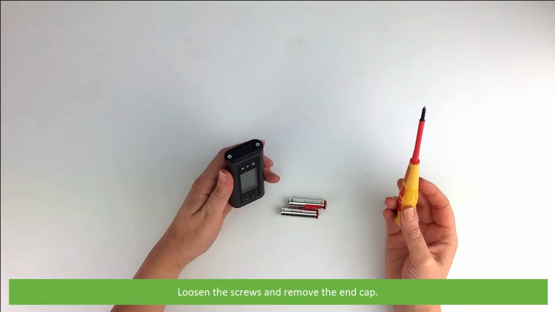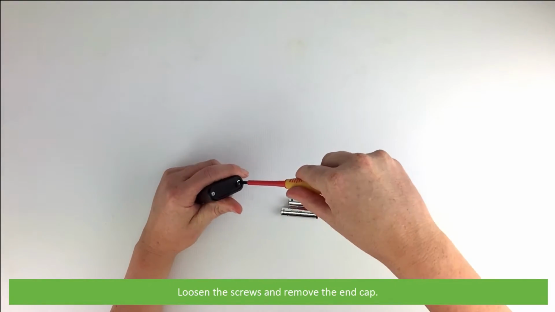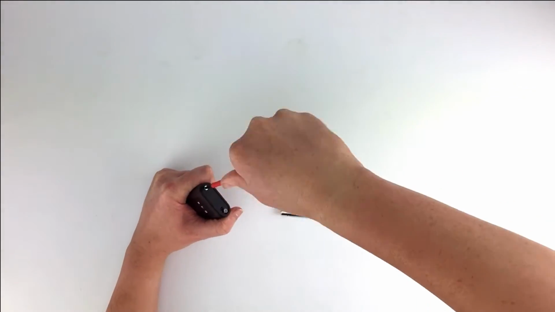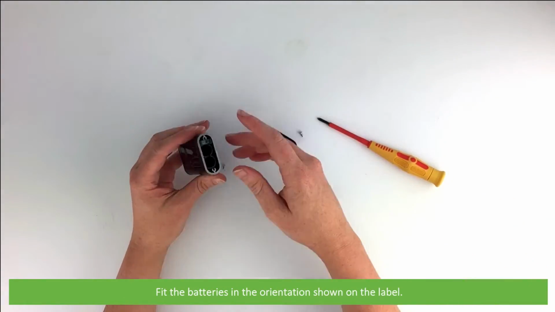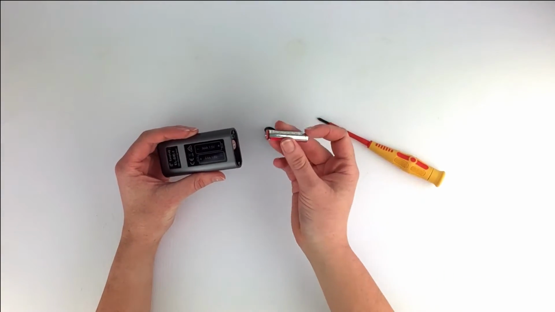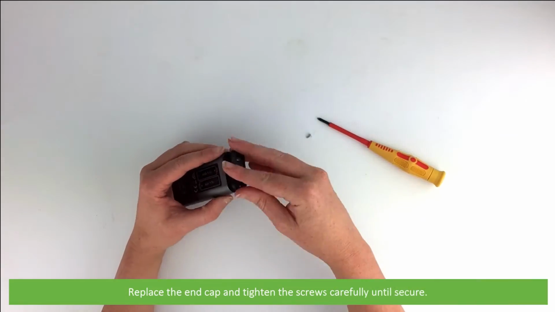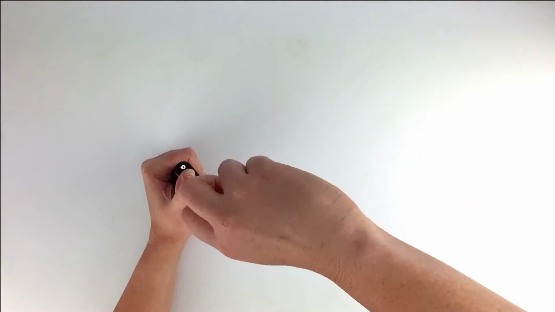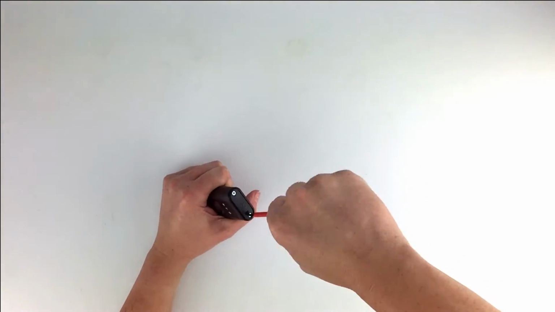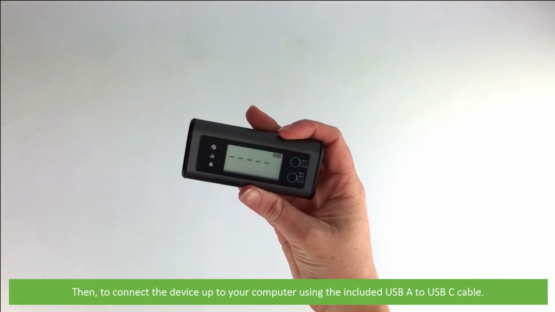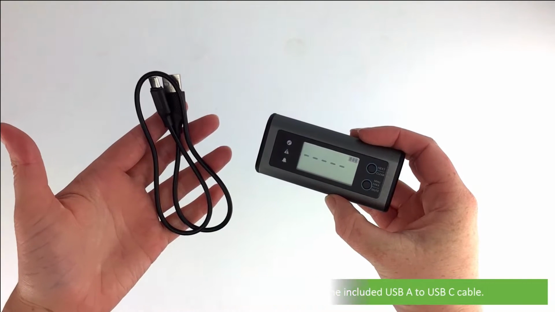Loosen the screws and remove the end cap. Fit the batteries in the orientation shown on the label. Then replace the end cap and tighten the screws carefully until secure. Then connect the device up to your computer using the included USB-A to USB-C cable.